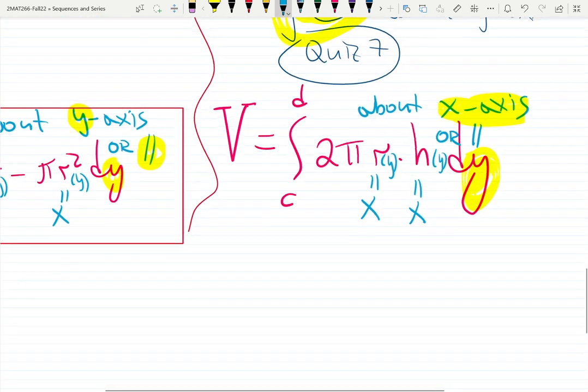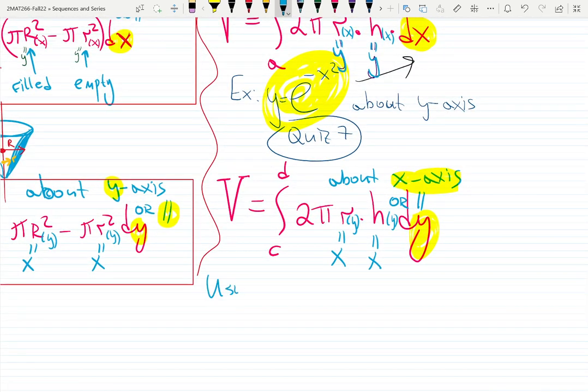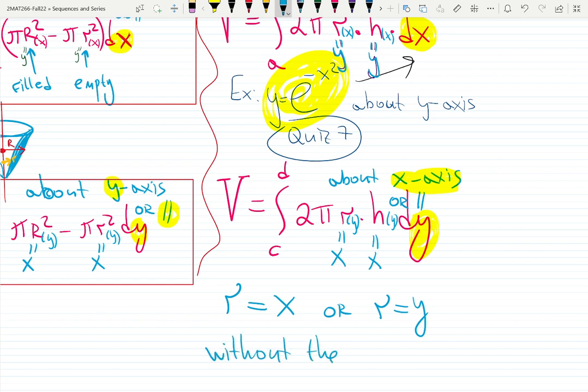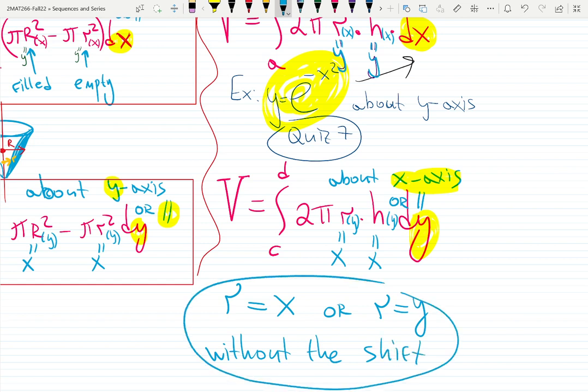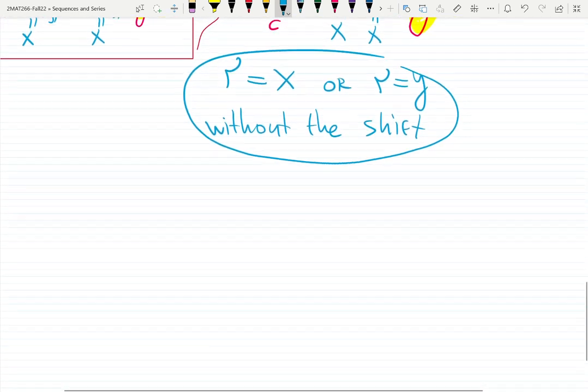Everything should match. So usually, unless there's a shift, r matches with your variable x, or r equals y, if you don't have a shift. And the shift means the rotational shift. If we don't rotate about y equals 7 and y equals minus 5 or x equals 10, there's no shift, then r equals exactly the input. That's how you can see it from the graph.